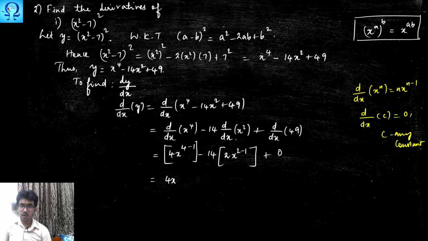So this is 4x cube. 4 minus 1 is 3, and 14 times 2 is 28, minus 28x. So this is going to be the derivative, right? We'll move to the next problem.